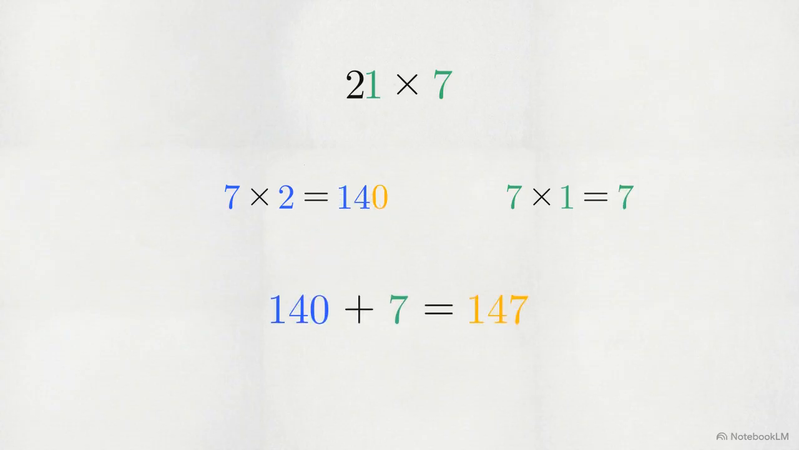First, isolate the tens place of the larger number. Multiply that 7 by the 2, which gives us 14. Since that 2 represents the tens place, we apply the zero drop rule. We add a 0 to our result, turning 14 into 140. Now we multiply the ones place. 7 times 1 is 7. Add that to our 140, and we have our final answer, 147.